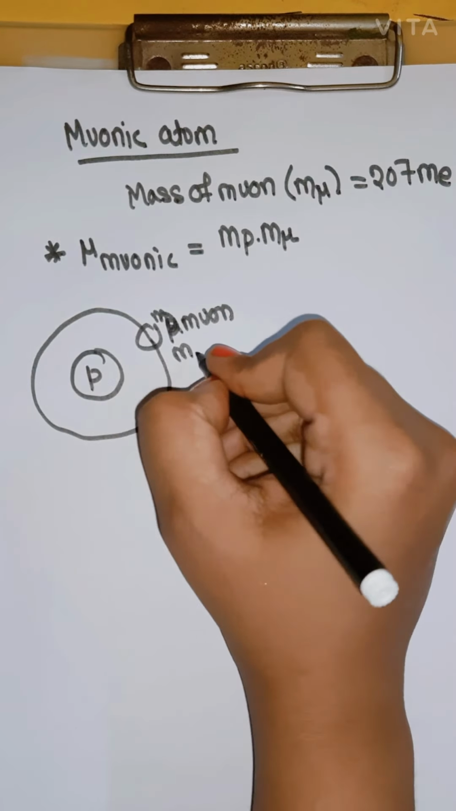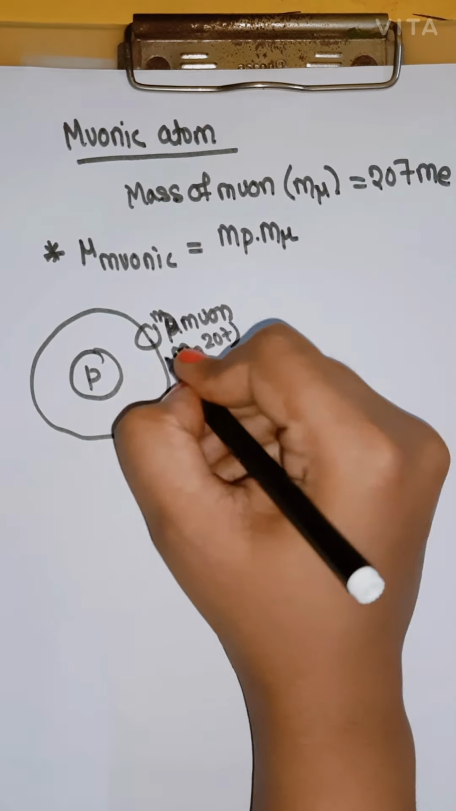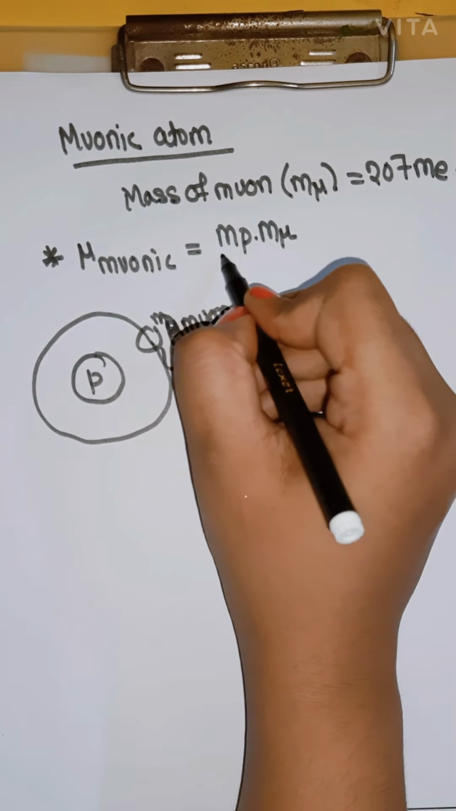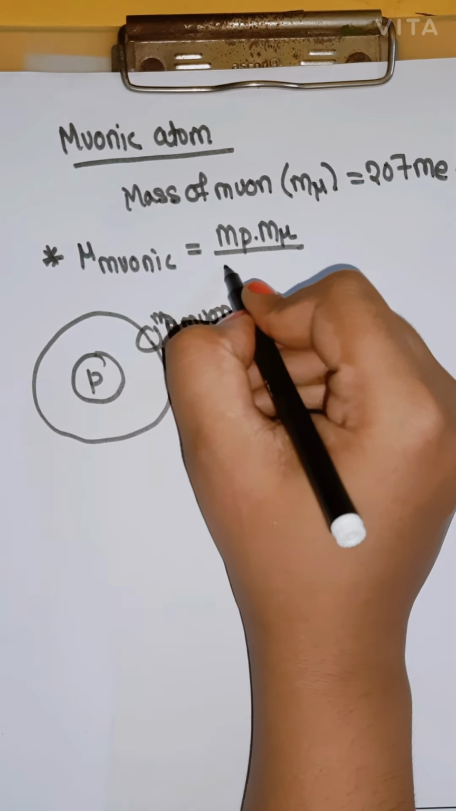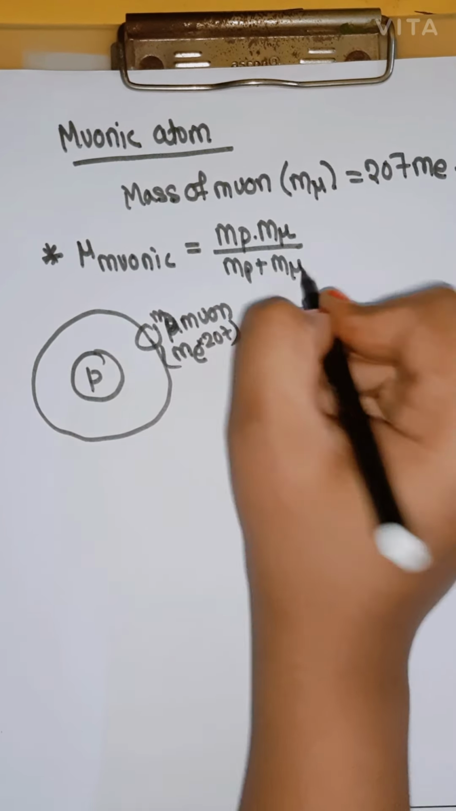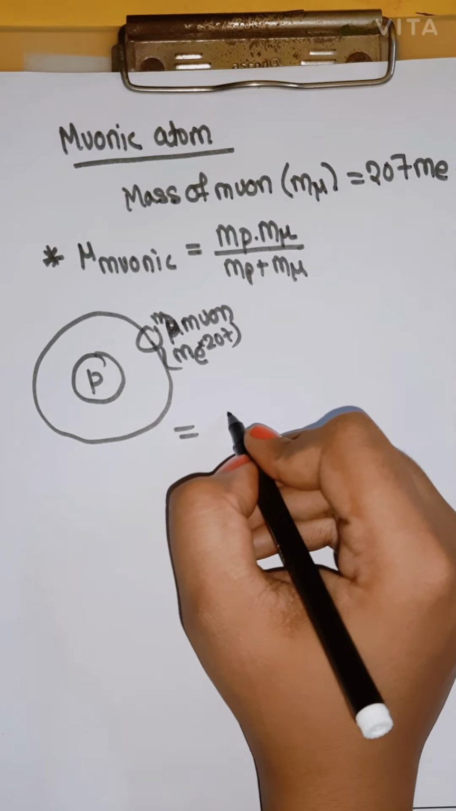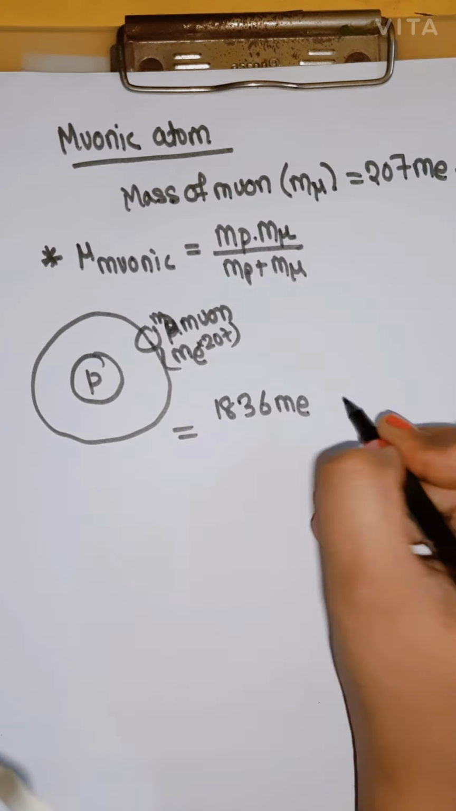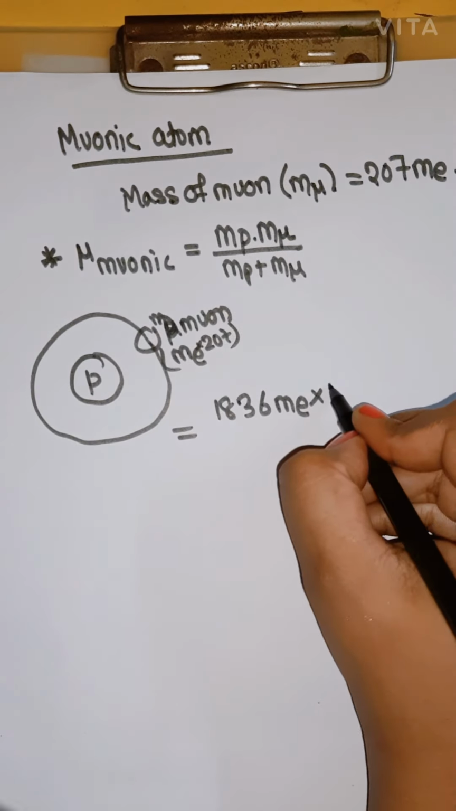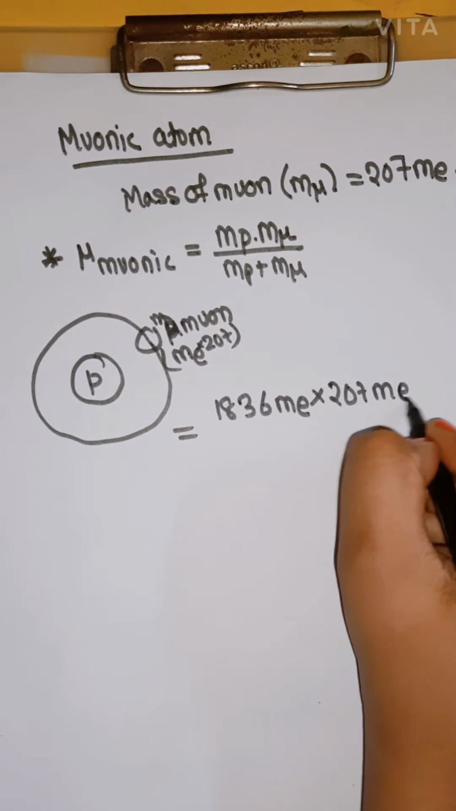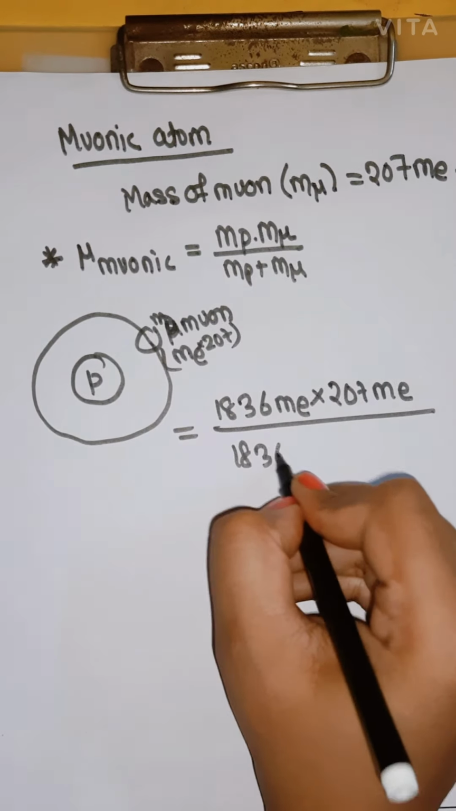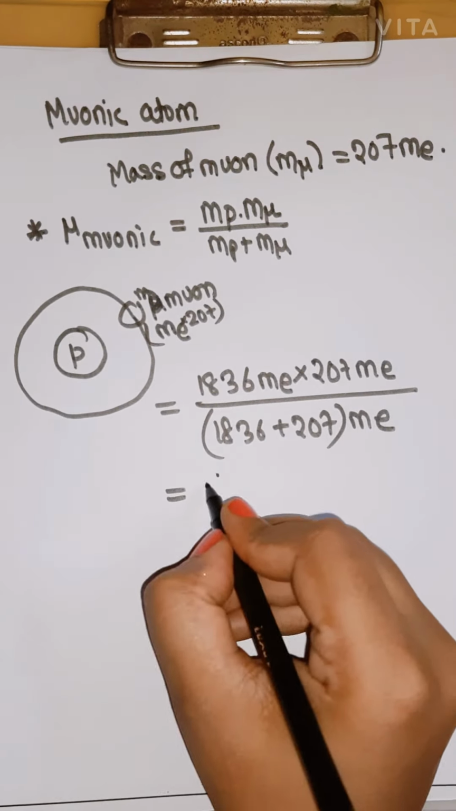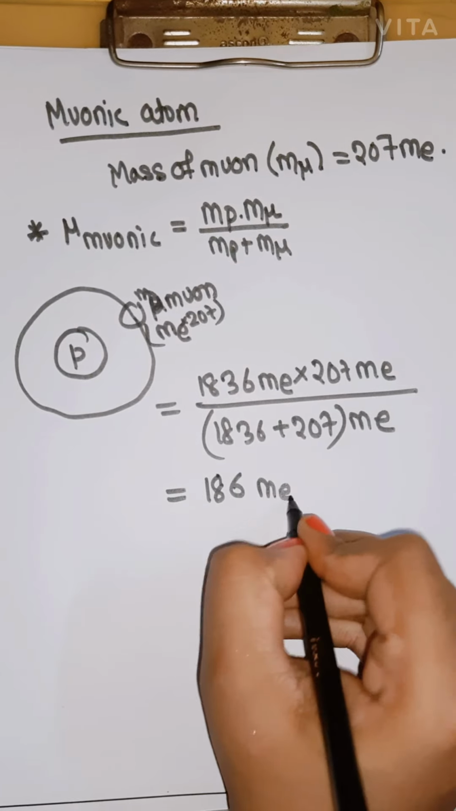So the mass of the muon will be equal to 207 times the mass of the electron. So for the nuclear mass and the revolving mass, mp plus mu, as we have seen before, the mass of the proton is 1836 times the mass of the electron, and the mass of the muon is equal to 207 times the mass of the electron. So 1836 plus 207 of me, solving we will get 186 me.